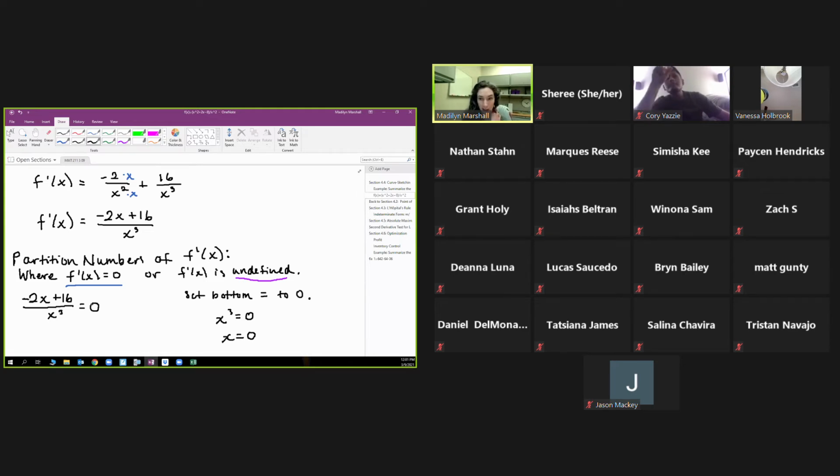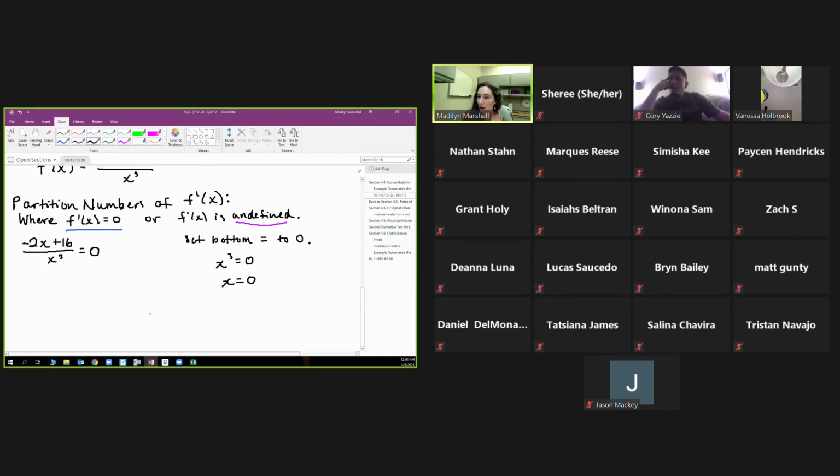For a fraction to equal 0, the numerator has to be 0. So that denominator doesn't actually matter for this problem. We just need to know where the numerator equals 0. So to find where f prime equals 0, we'll set the top equal to 0. So 8, yes.